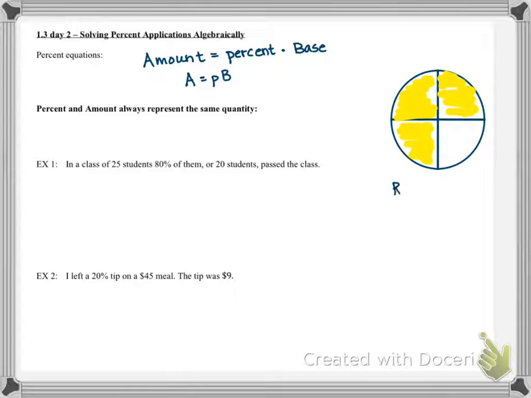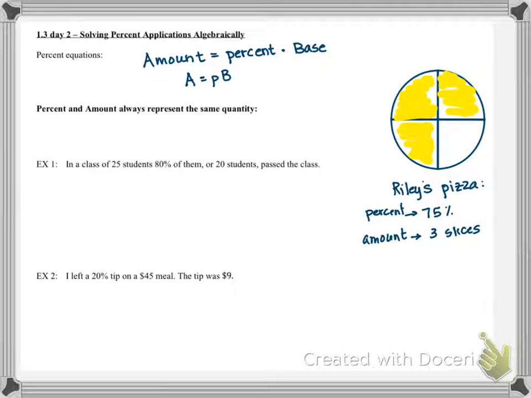So Riley's pizza. He gets 75% of the pizza. How many slices of pizza does he get? 3, right? So 3 slices is the amount that is represented by this percent. So saying Riley eats 75% of the pizza is the same as saying Riley eats 3 slices.